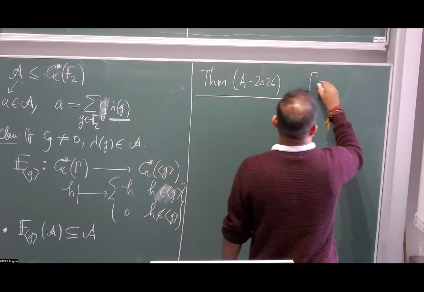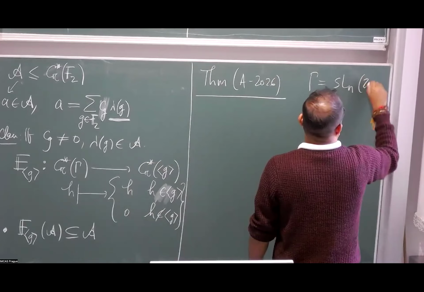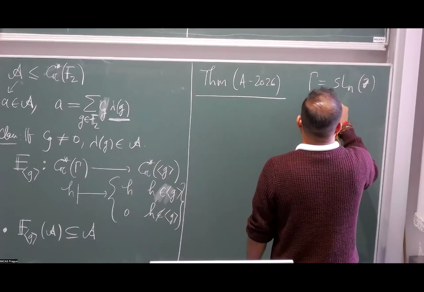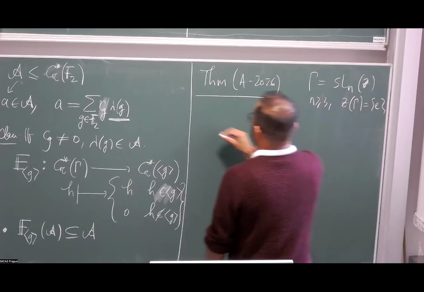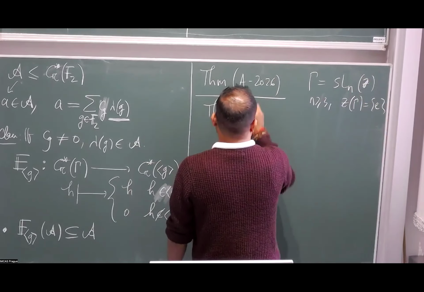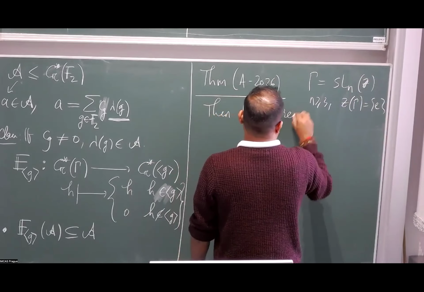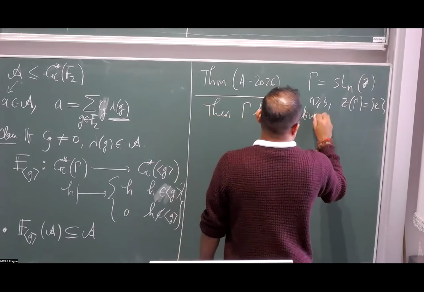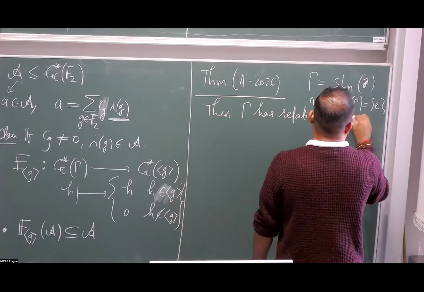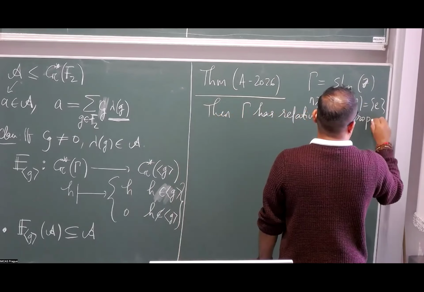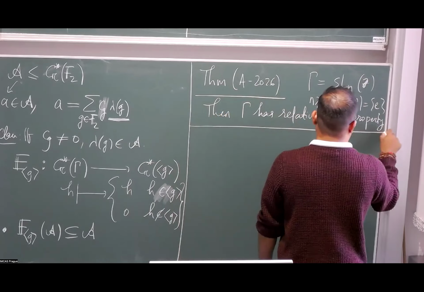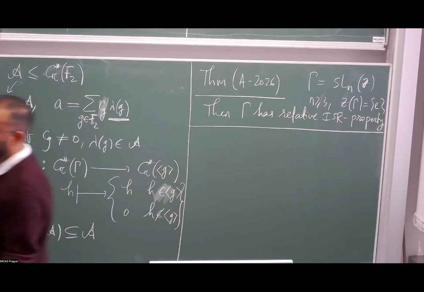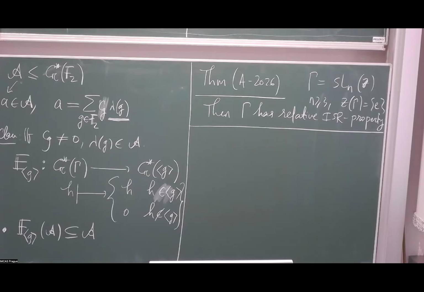So take gamma to be SLNG, n bigger than or equal to 3, the center is trivial. Then gamma has a relative ISR property. These are for the von Neumann case. So I don't know how to prove it for the C-star case.